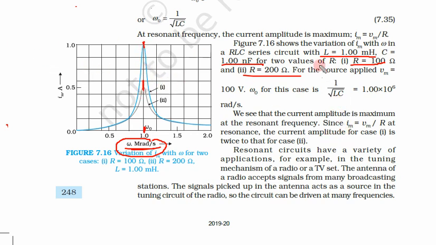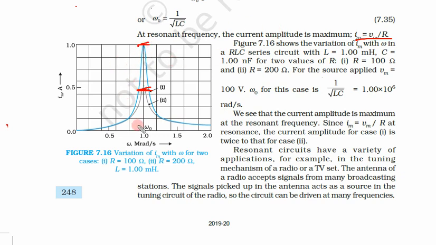Because if the voltage is fixed, then Im is equal to Vm upon R. In the first case we have taken R is equal to 100. In the second case we have taken R is equal to 200. So what was the amplitude in the first case? In the second case, this will be halved. Suppose this is 1 in the first case, then this will become exactly half of this, because resistance is doubled. Im is equal to Vm upon R, resistance is doubled, so maximum current will be halved.